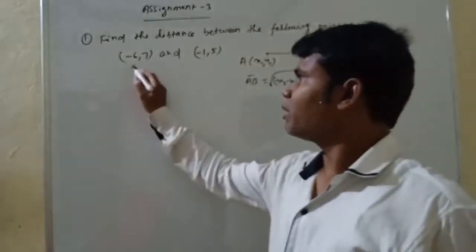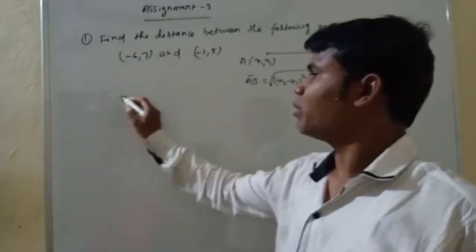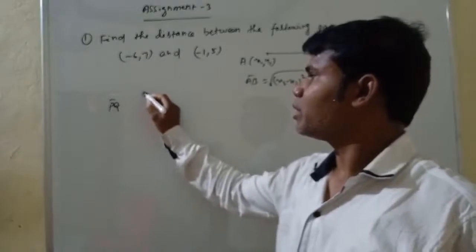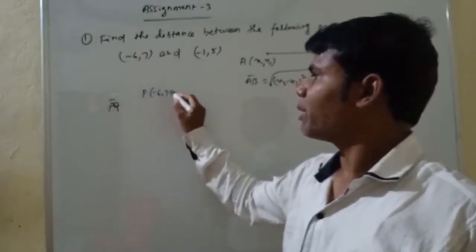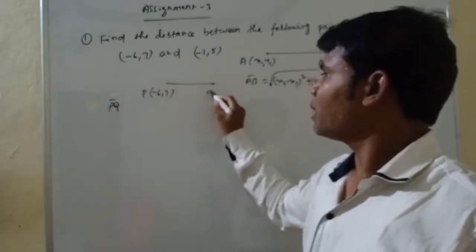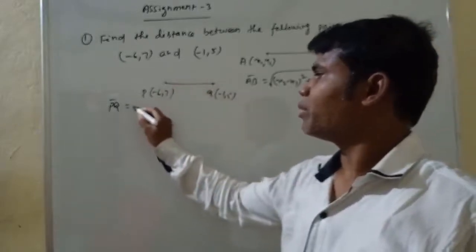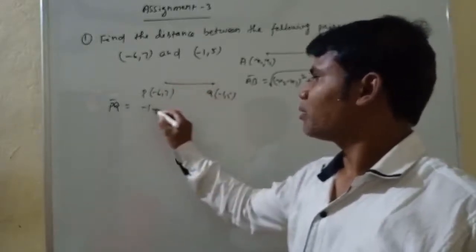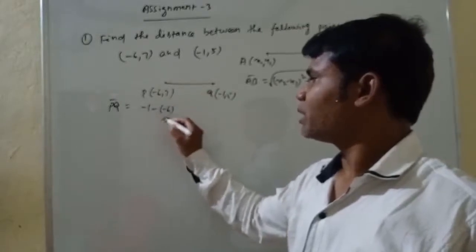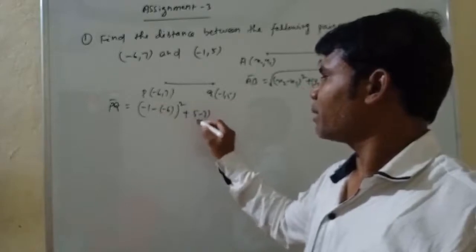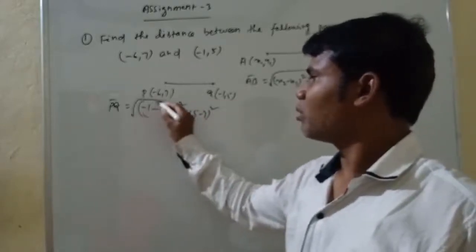Okay, suppose the points are P and Q, you say distance PQ. P is equal to (-6, 7) and Q is equal to (-1, 5). Distance PQ is equal to the square root of (-1 minus -6) whole square plus (5 minus 7) whole square.